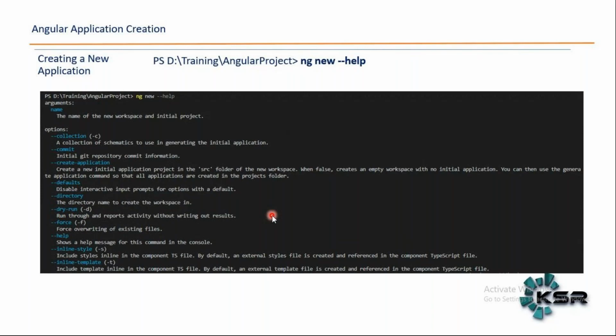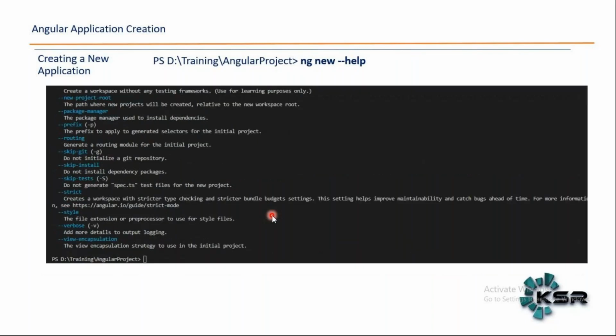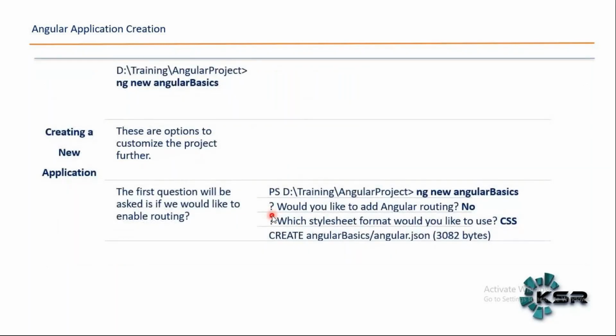What are the available options? I can do it with the help of Angular CLI. I can start a project, create an application and everything. These are all basic help we can get from the Angular command line. How do I create a new project, routing, style, encapsulation and everything. But right now our thought is to create an application.